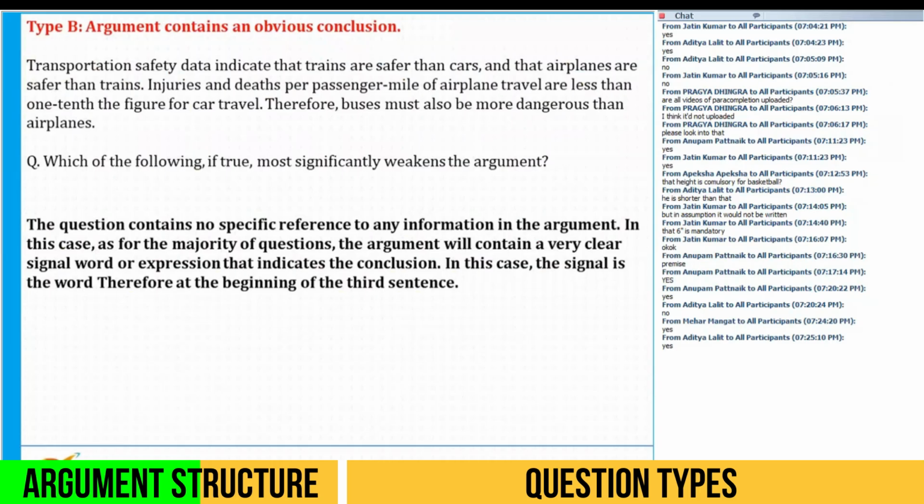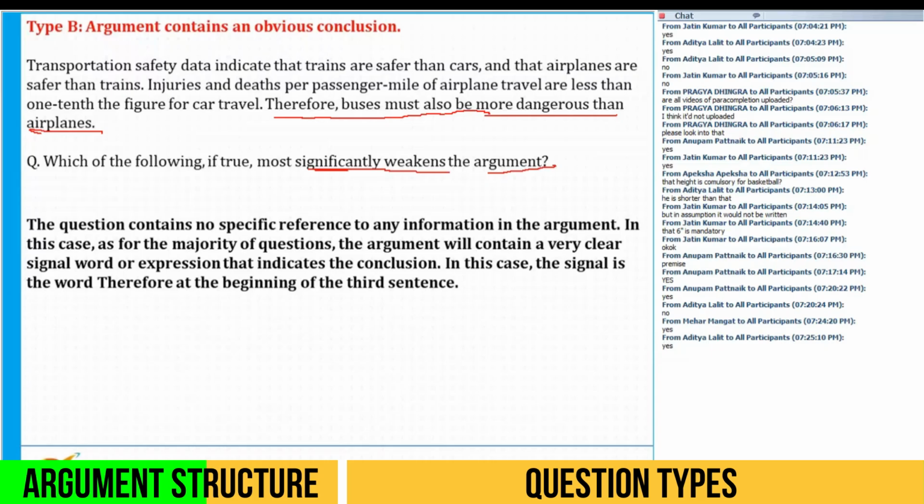transportation safety data indicate that trains are safer than cars and that airplanes are safer than trains. Injuries and deaths per passenger mile of airplane travel are less than one tenth the figure for car travel. Therefore, buses must also be more dangerous than airplanes. It is very obvious that this last line is the conclusion. The question is asking you which of the following, if true, will significantly weaken this argument. What will prove this conclusion wrong? Weakening the argument means proving this conclusion wrong.